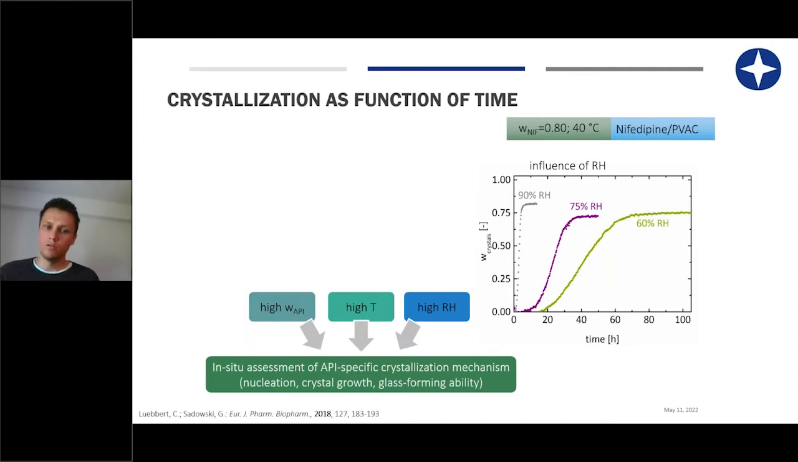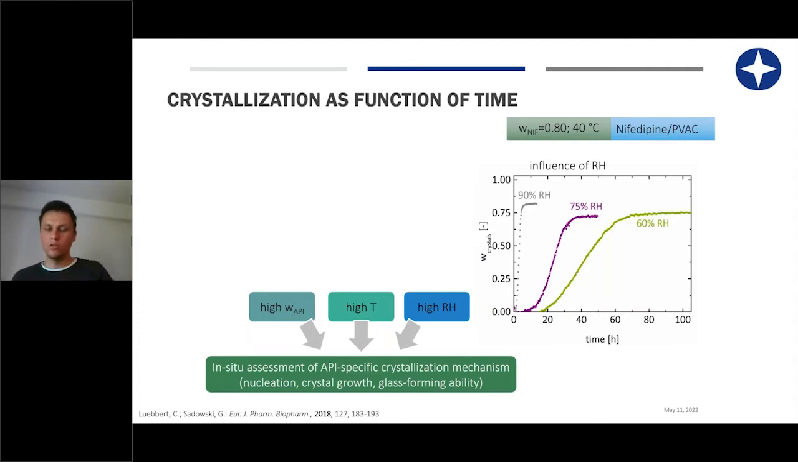Thus, we have here an approach that allows us for a calibration-free and easy method to determine in situ the API-specific crystallization mechanism as shown here. We learn from a DVS measurement about the nucleation of the crystals, about the crystal growth, and for example, the glass forming ability: is it a typically low or fast or slow glass former? Will it crystallize instantaneously?